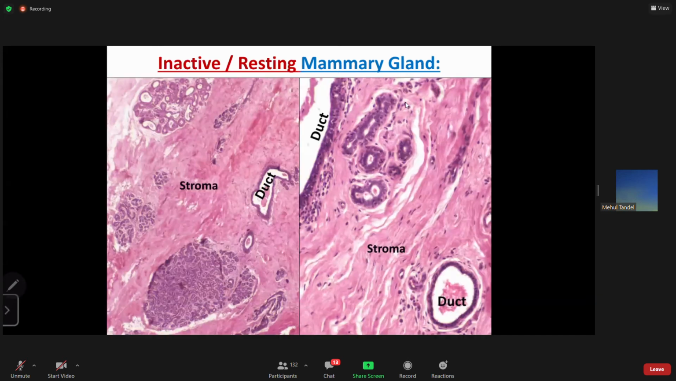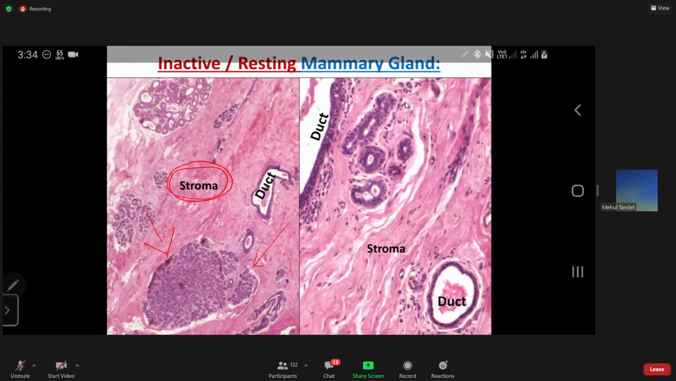Here you can see the same thing. There is more stroma with adipose tissue and less glandular tissue. More stroma and less glandular tissue, and in the glandular tissue proper alveoli are absent. You can see ducts also. So this is the main feature of the inactive or resting mammary gland.